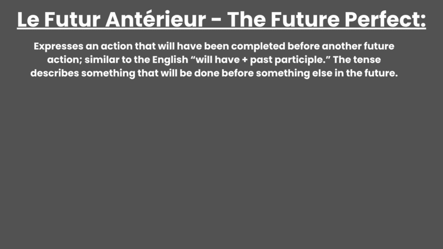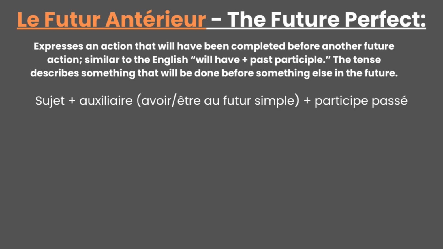The future perfect tense in French expresses an action that will have been completed before another future action, which is similar to the English "will have" plus a past participle. The tense describes something that will be done before something else in the future, known in French as le futur antérieur. In general, it's a compound tense, just like the compound past, so it will use a subject, auxiliary verbs, avoir or être, and a past participle.